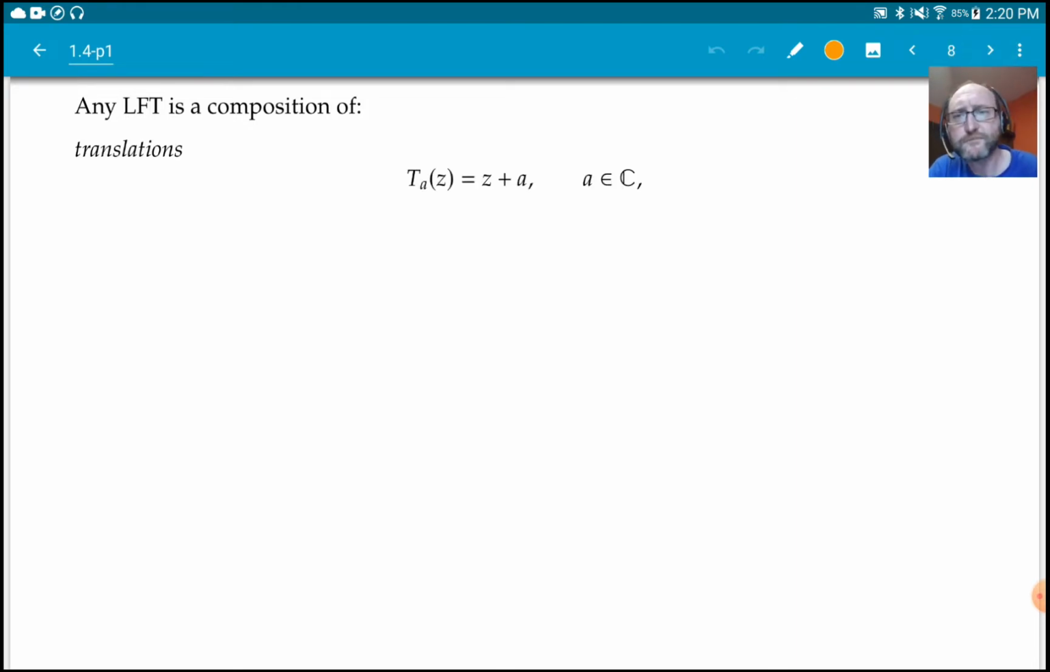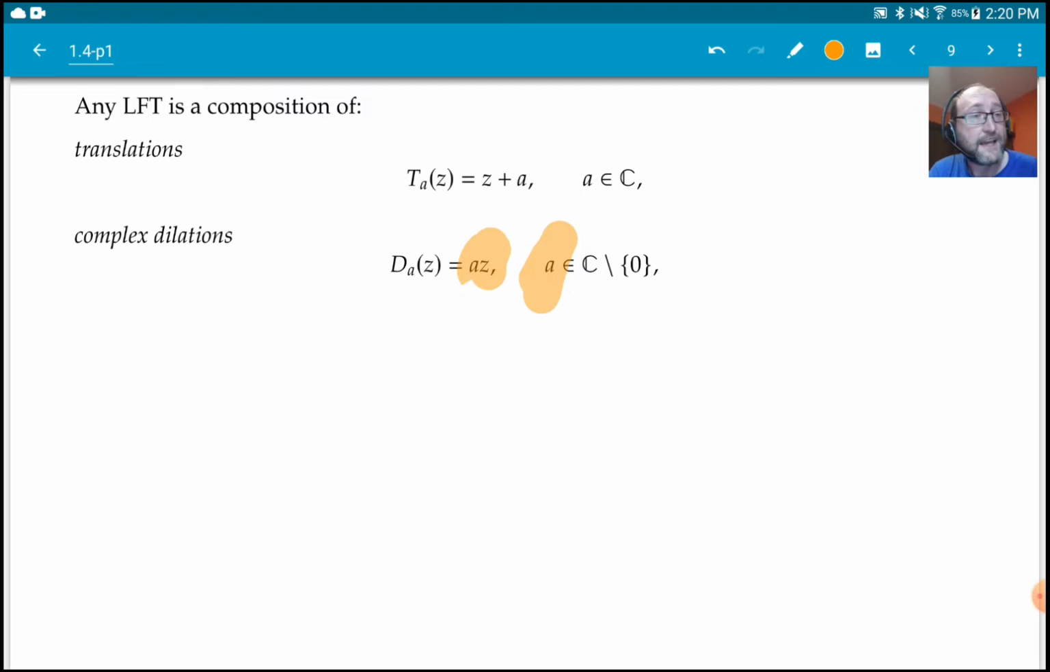First, translations. I can define an LFT which is just z plus a, for some complex number a, and we're going to call it T sub a. I can have so-called complex dilation. If I have a complex number a, I don't want it to be 0, because otherwise it wouldn't be an LFT, it would be constant. I can take a times z, that's a complex dilation, and we're going to write it as D sub a.